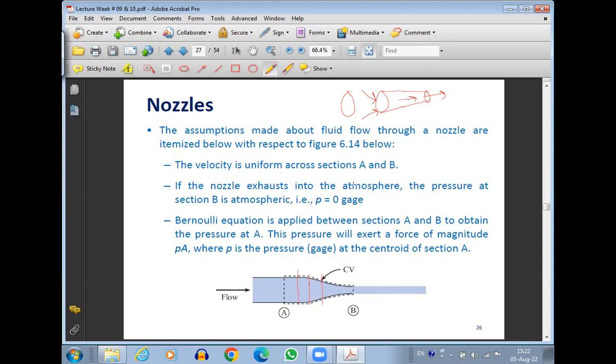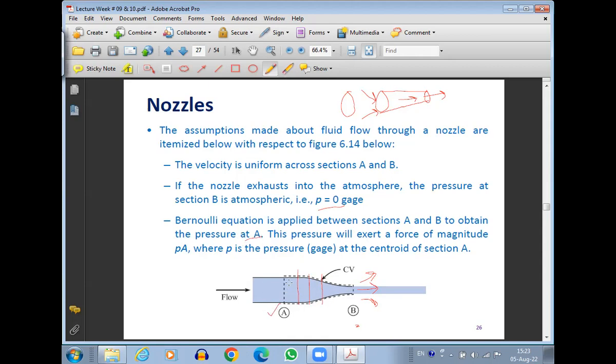Then if the nozzle exhausts into the atmosphere, the pressure at section B is atmospheric. So suppose at this point it is going out into the atmosphere. At this point, the pressure is atmospheric, that means the gauge pressure is 0. Bernoulli's equation is applied between sections A and B. So at the inlet of the nozzle and at the outlet of the nozzle, or between any two sections of the nozzle, we can apply Bernoulli's equation to obtain the pressure at A.